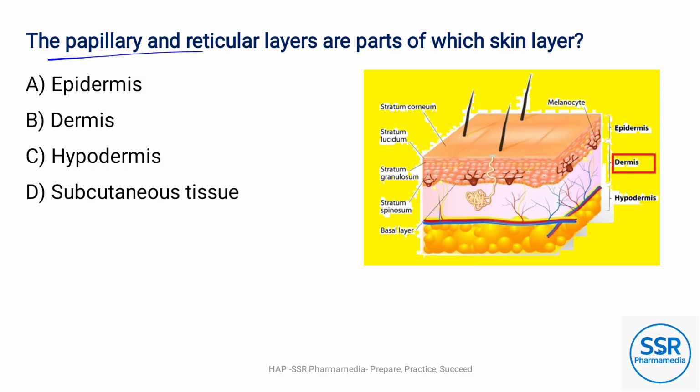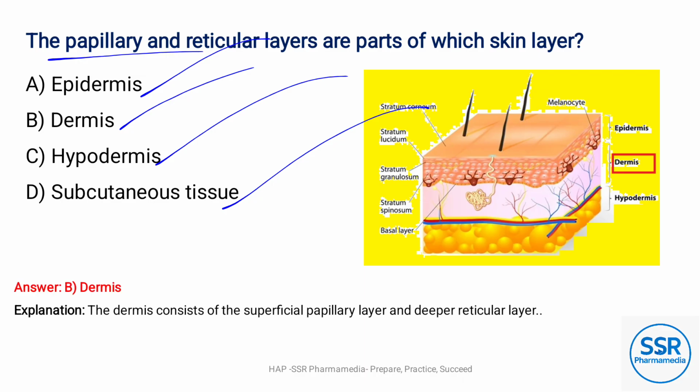The papillary and reticular layers are part of which skin layer? Option A, epidermis. Option B, dermis. Option C, hypodermis. Option D, subcutaneous tissue. The answer is option B, dermis. The dermis consists of a superficial papillary layer and a deep reticular layer.